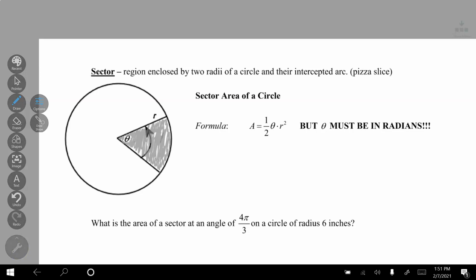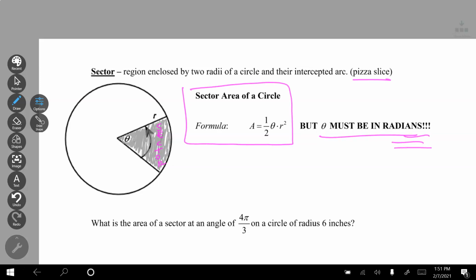Sector is area. This shaded area, this is a sector. And that's actually the size of the slice of pizza. So here's the formula for the sector. And again, theta must be in radians. So area equals 1/2 theta r squared. It's an area, so something is going to have to be squared in it. I'm going to do the exact same three problems as I did earlier, except now I'm going to figure out the sector area instead of the arc length.